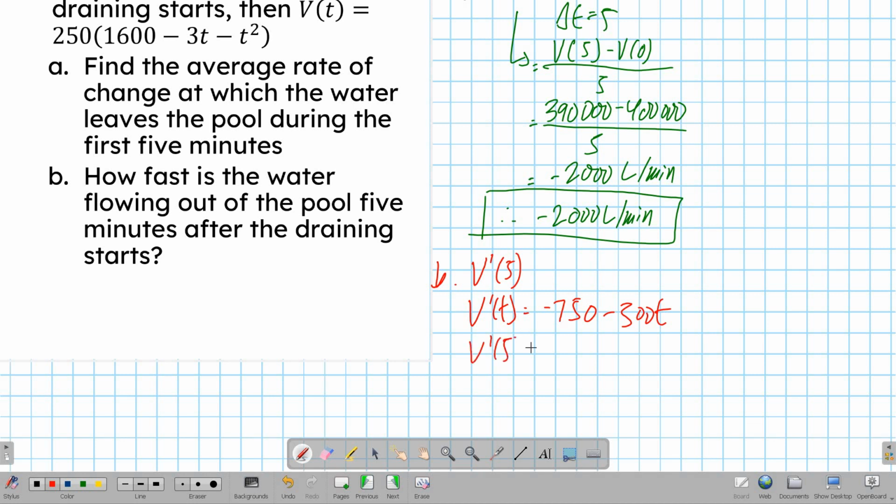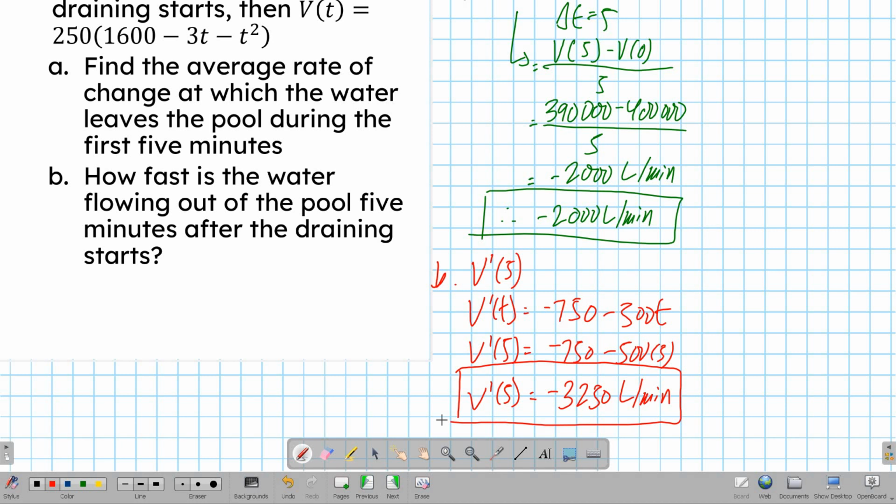Therefore, V prime of 5 would simply be negative 750 minus 500 times 5. So at exactly 5 minutes after draining starts, the water is coming out at negative 3,250 liters per minute. So at that specific minute, 3,250 liters per minute were being drained out. So that's the start of how we treat the derivative as a rate of change.